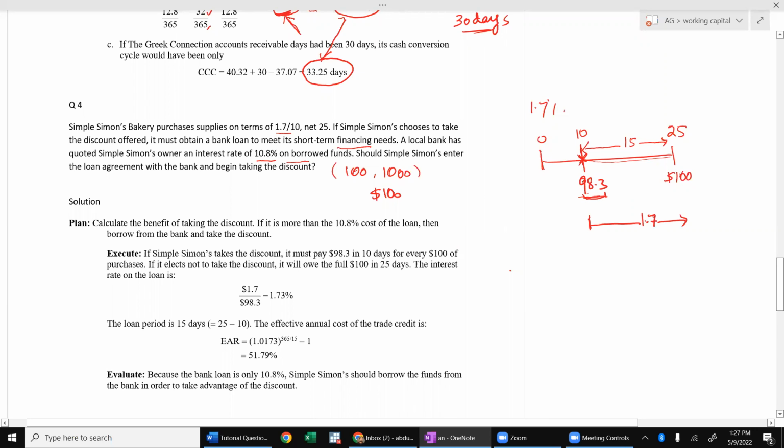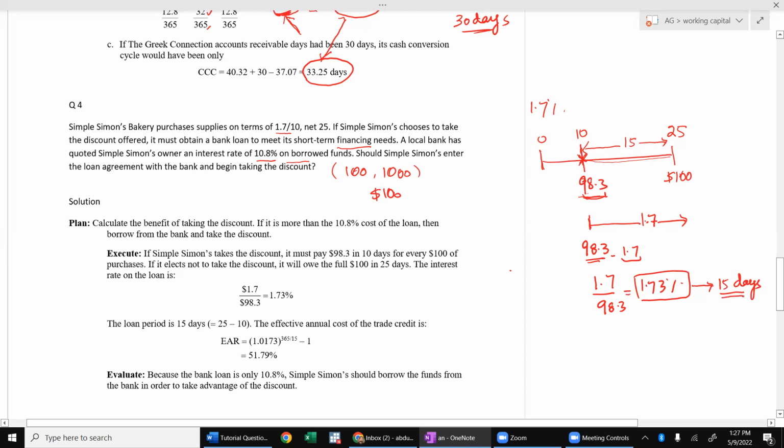1.7. Okay, so this is 1.7. To pay 98.3, you are thinking to pay 98.3 so that you can get how much? 1.7. So what is the return that you are going to get? That is equal to 1.7 divided by 98.3. Okay, so the answer is 1.73%. So this 1.73%, remember, is for how many days? 15 days.